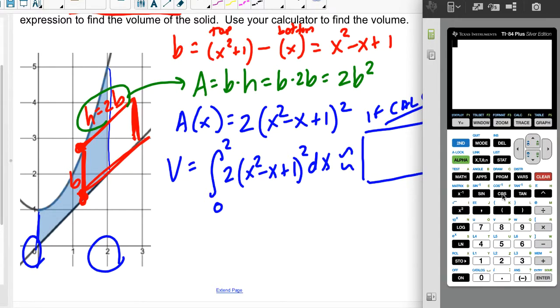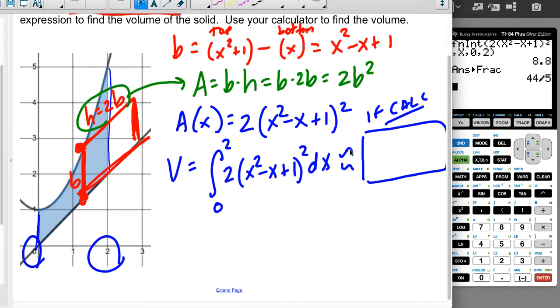If we want to do this, we would do math 9. We would do 2, and then in parentheses, x squared minus x plus 1, quantity squared, comma, with respect to x from 0 to 2, and we'd get an answer, and that's fine. And we can math frac it if we want. So we'd get that this is, and we don't even need an approximate because it's a terminating decimal, an 8.8 or a 44 over 5. Now that's fine, that's great, you can do that.